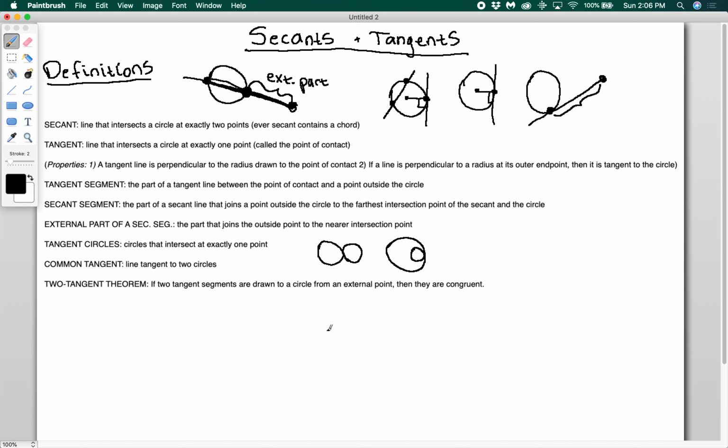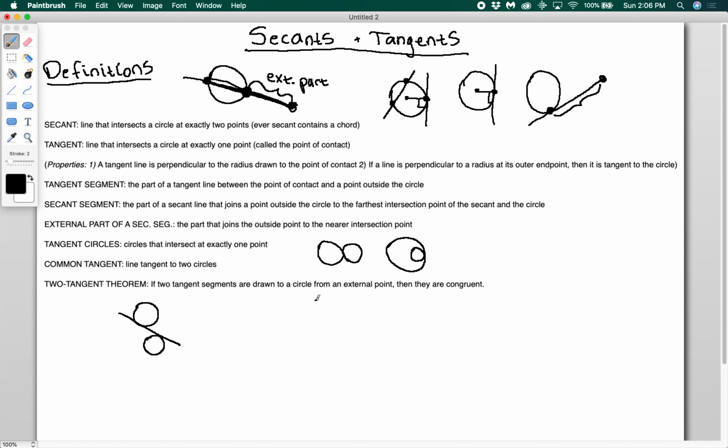Okay. Common tangent, a line tangent to 2 circles. So if I do this, this line would be considered a common tangent to both of these circles.